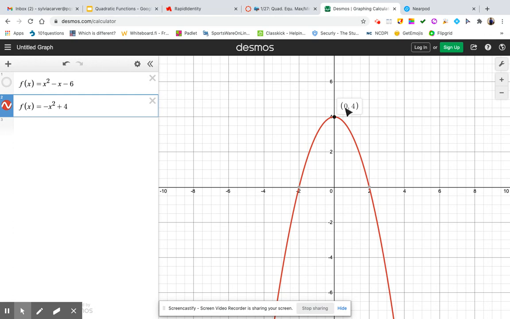So now you know how to find your maximum and minimum in Desmos. You know how to label your A, B, and C and determine if it's a quadratic function. And you also have your quadratic vocabulary that we're going to keep building on as the days go on.